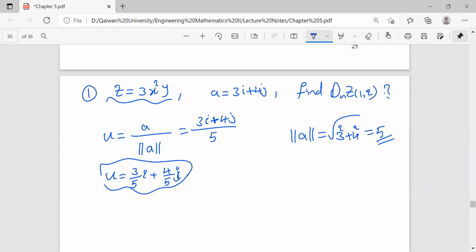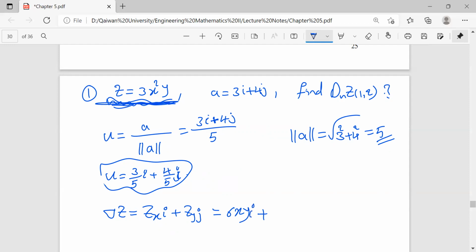And this is Z. From the function, we should find the gradient of the function. We say grad Z equals Z sub X I plus Z sub Y J, as partial Z by partial X I plus partial Z by partial Y times J. This equals the partial derivative of Z with respect to X, which is 6xy, plus the partial derivative of the function with respect to Y, which is 3x squared.